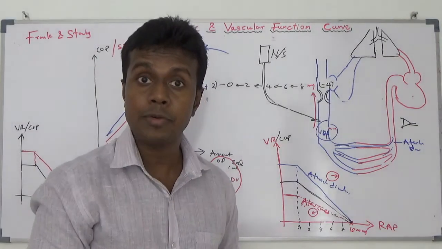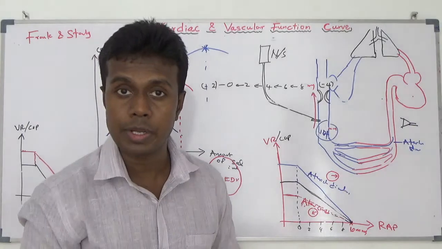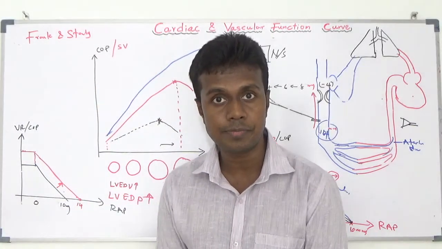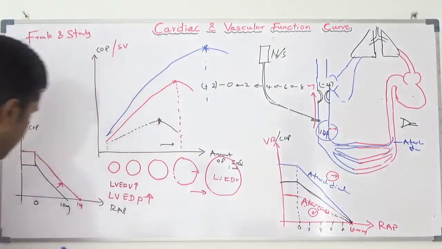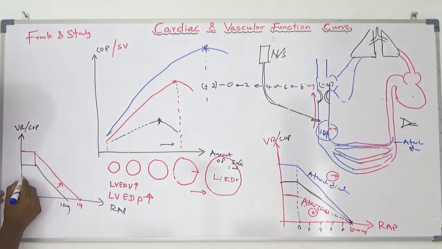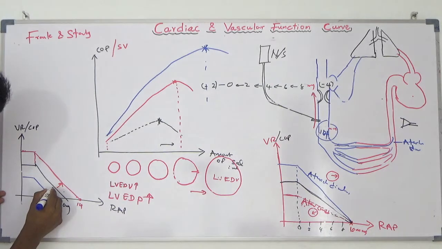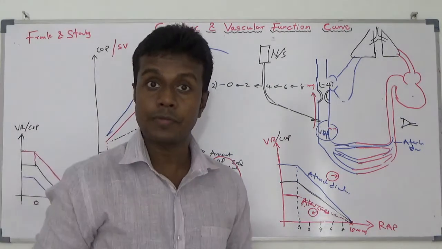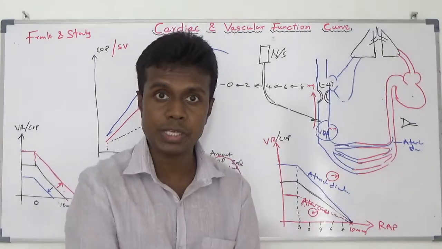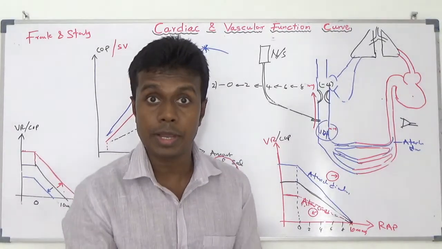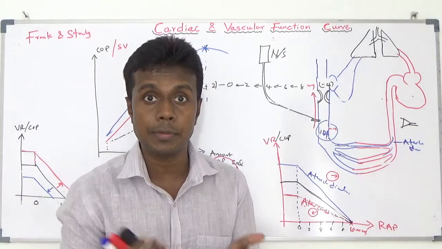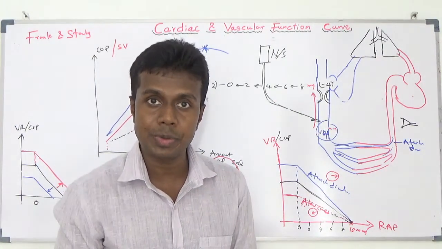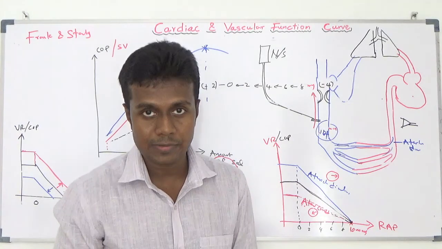If my patient has a depleted amount of IV fluid, bleeding, and fluid is going to be lost from the circulatory system, what happens? The curve will be like this. The curve is going to be shifted to the left side. If I give more fluid, the curve is going to be shifted to the right side. If I have a lesser amount of fluid, the curve again is going to be shifted to the left side.